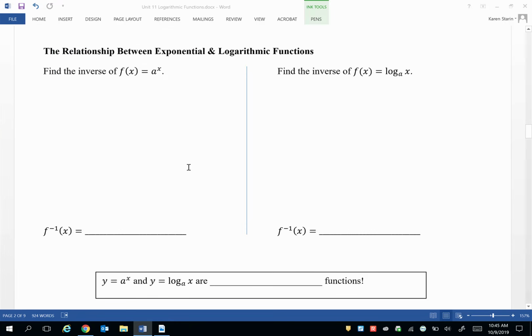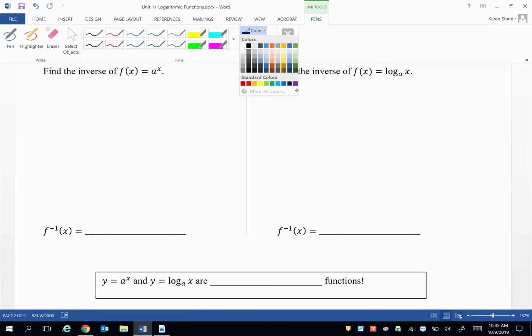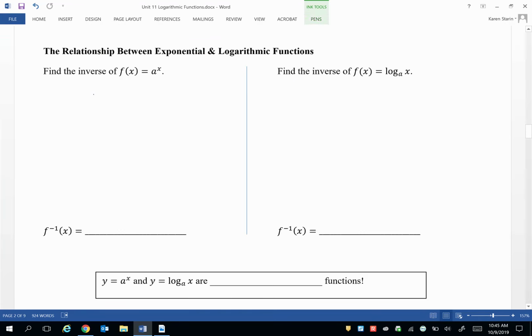Let's explore the relationship between exponential and logarithmic functions. So first, let's find the inverse of f of x equals a to the x. Let's go from function notation to a y equals statement.